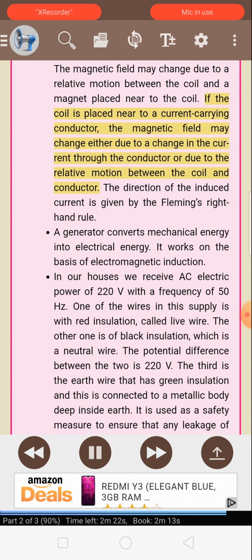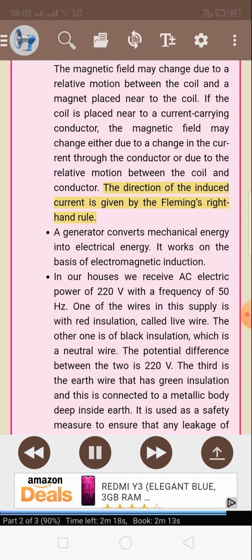If the coil is placed near a current-carrying conductor, the magnetic field may change either due to a change in the current through the conductor or due to the relative motion between the coil and conductor. The direction of the induced current is given by Fleming's right-hand rule. A generator converts mechanical energy into electrical energy. It works on the basis of electromagnetic induction.